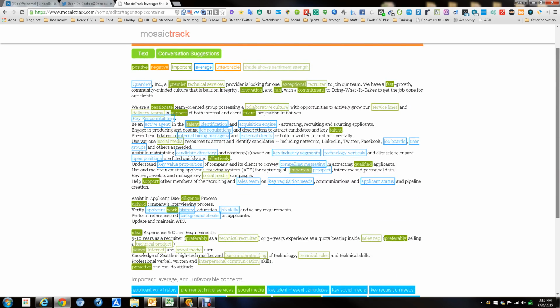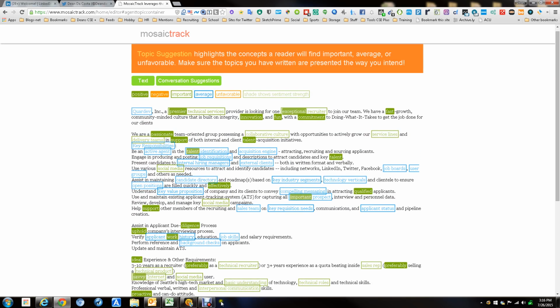That's how simple this tool can do, and what it can do for you, and how it can easily help you write much better job descriptions than you've had before. It can help you write your resume better than you have before, and it can even help you look at a resume and a job description side by side to help correlate maybe if the person's a good fit or not. Long story short, this is a great tool. It's 100% free. This is Dean DeCosta, and this is Mosaic Track.